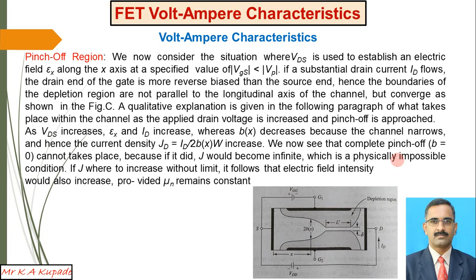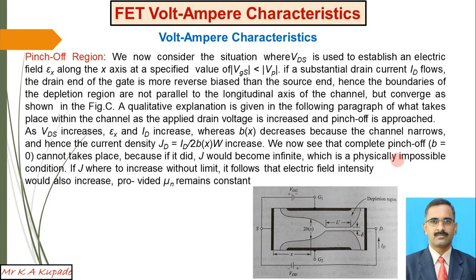Okay, if substation or drain current ID flows, the drain end of the gate is more reverse biased, and suppose we are increasing the VDS, then more ID flows, and due to that, at the drain side, as I explained, that particular gate junction is more reverse biased. Hence the boundaries of that depletion region are not parallel to the axis of the channel. See in this figure, at the drain side there is more depletion region, and at the source side it is less.